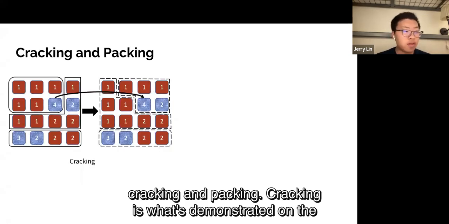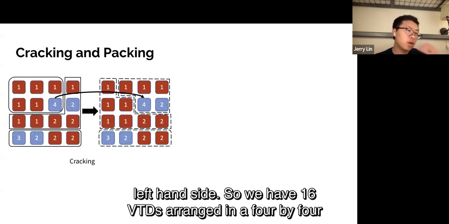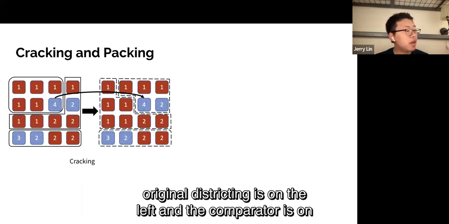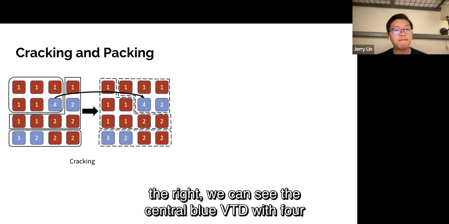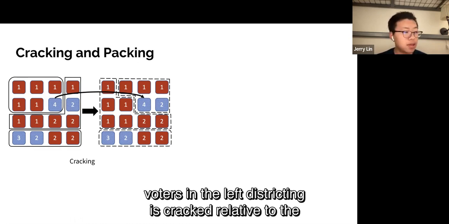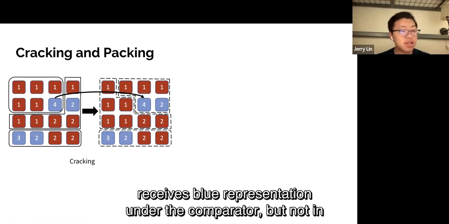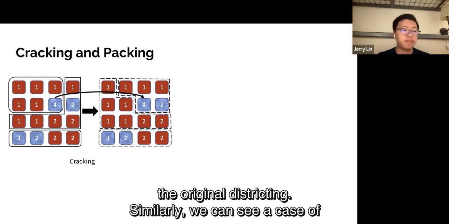Cracking is what's demonstrated on the left-hand side. So we have 16 VTDs arranged in a 4x4 grid. There are 2 parties, 1 red and 1 blue. Now, the original districting is on the left and the comparator is on the right. We can see that the central blue VTD with 4 voters in the left districting is cracked relative to the comparator at the right, because the blue VTD in question receives blue representation under the comparator, but not in the original districting.